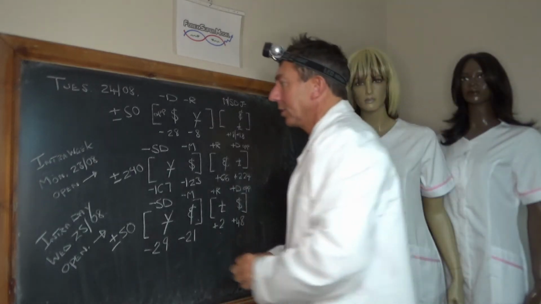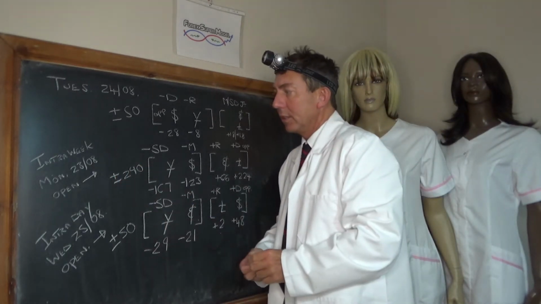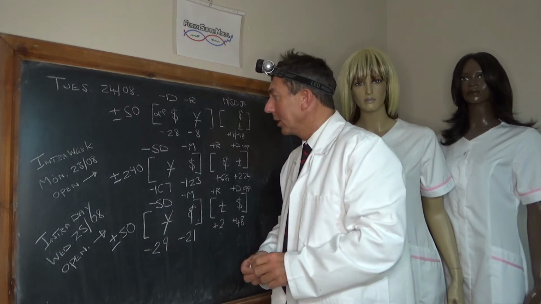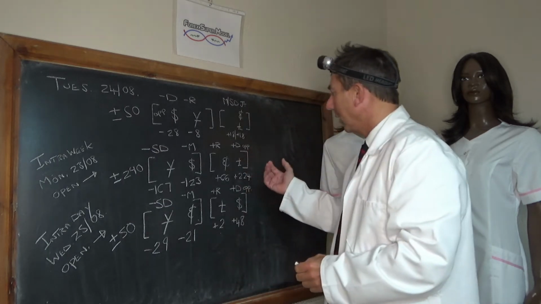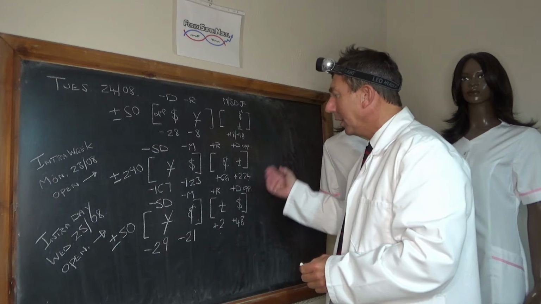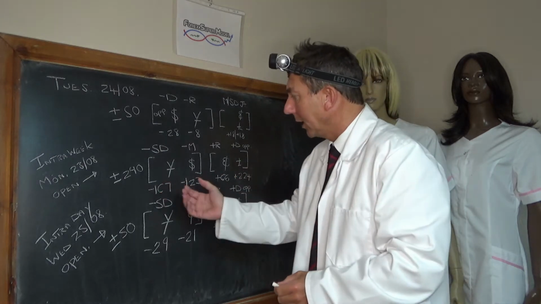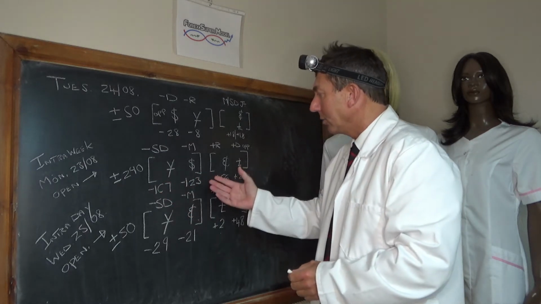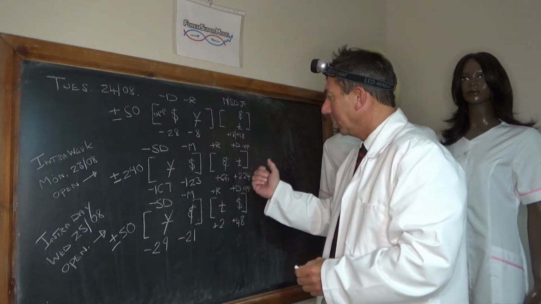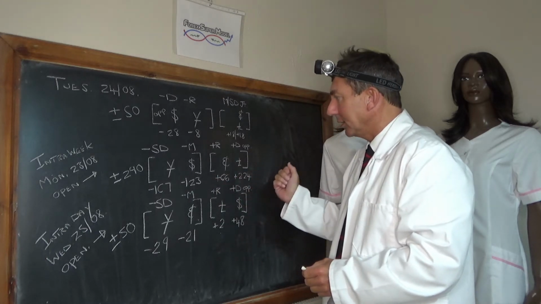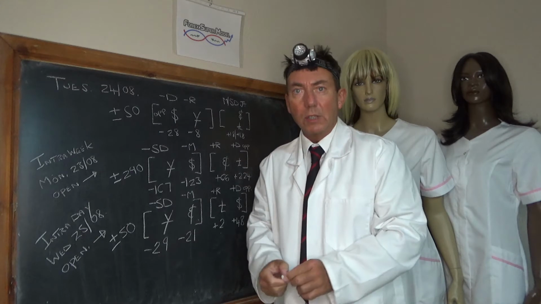Intra-week then, this is from Monday the 23rd of the 8th to about 15 minutes ago. We've got a positive opposed driver in the pound at plus 224. Front and back door flows mainly coming out the yen at minus 167, out the dollar at minus 123, and the euro is the positive rock at plus 66. Activity plus or minus 290.